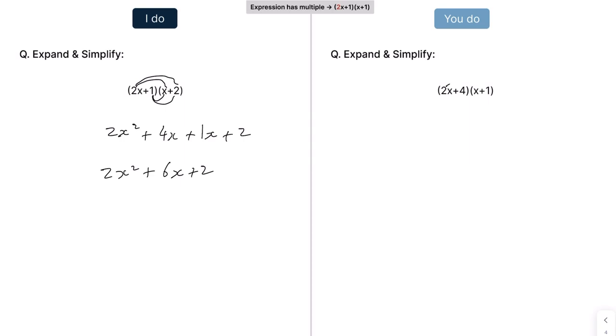So we're going to multiply this by that, so that is going to be 2x squared, 2x by 1, so that's 2x, 4 by x, that's 4x, and 4 by 1, which is 4, so that simplifies to x squared plus 6x plus 4.